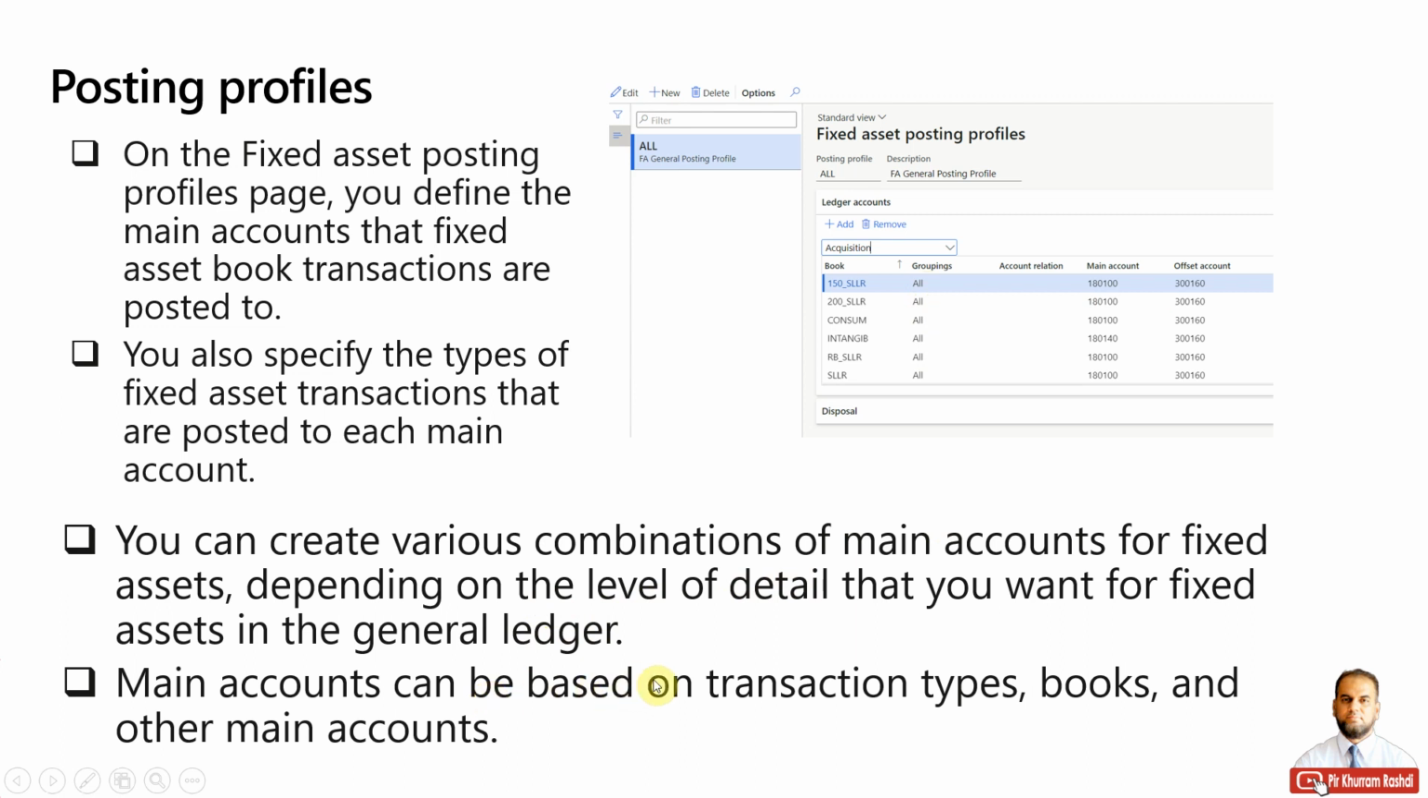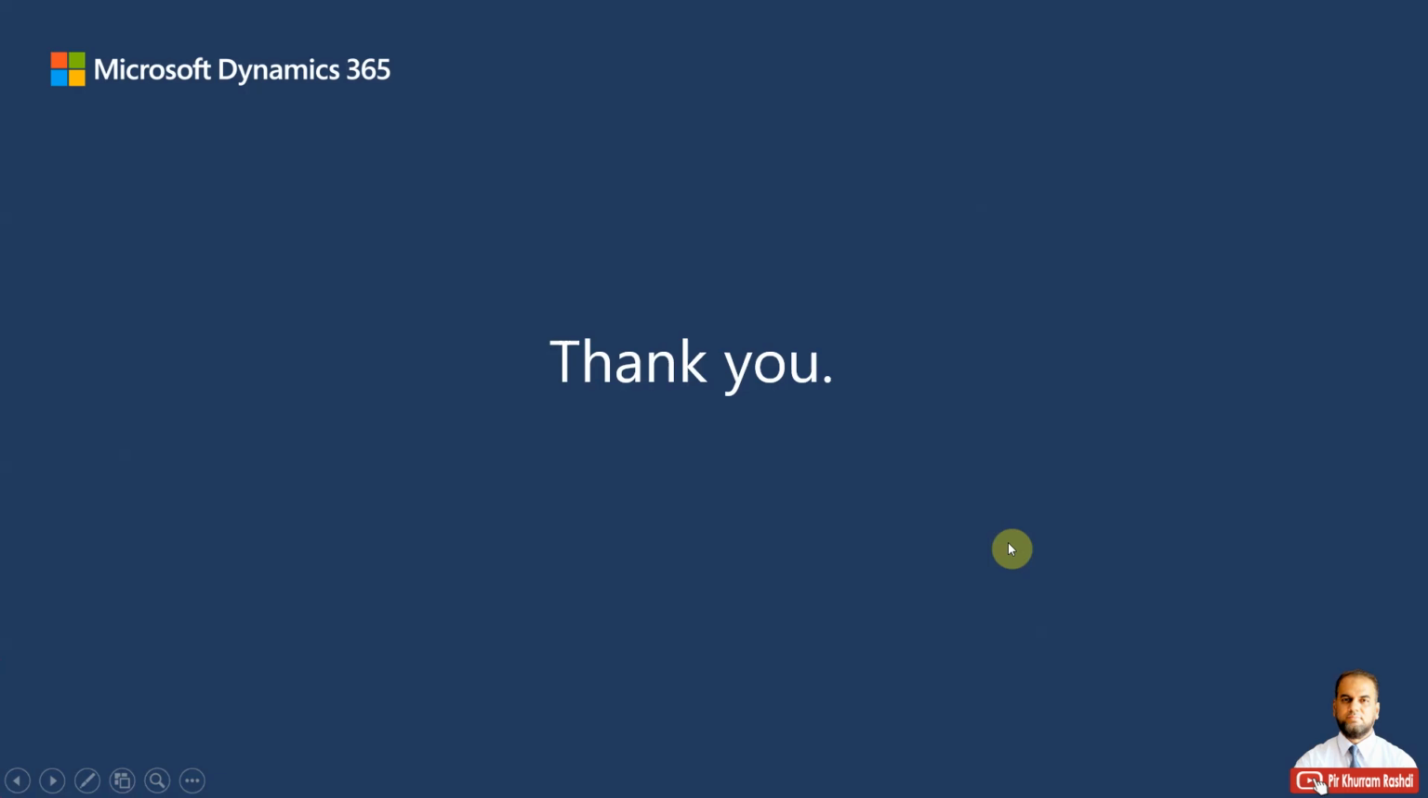So main accounts can be based on the transaction types, books and other main accounts. These main accounts are based on the transaction type, that is here can be acquisition, can be depreciation, can be based on the book which is defined here, and can be based on the other main accounts. So that's it, and I will demo a little brief about the module itself.